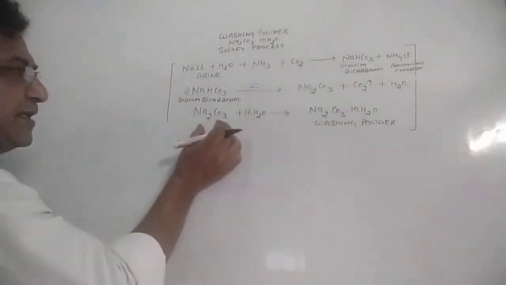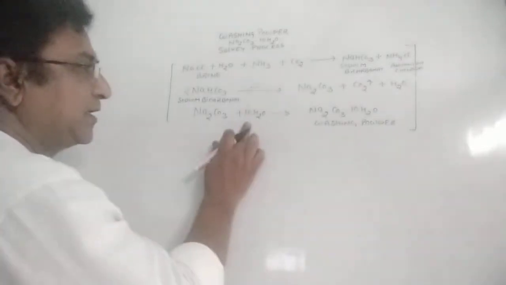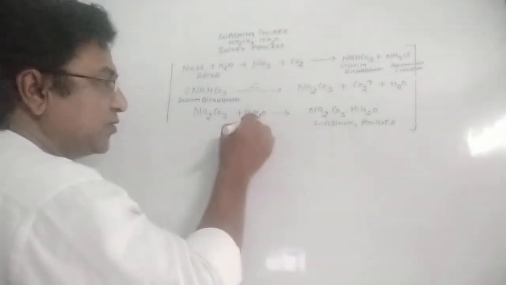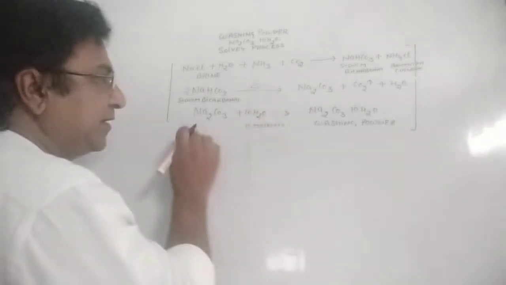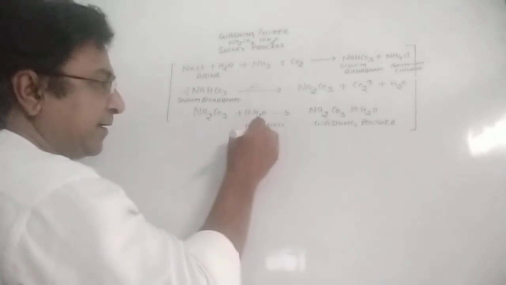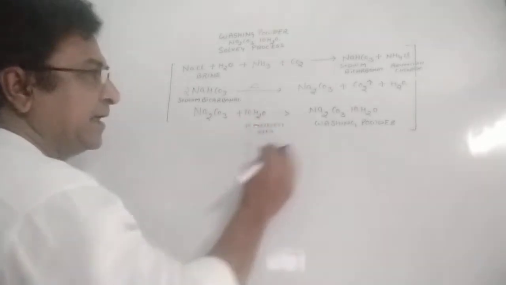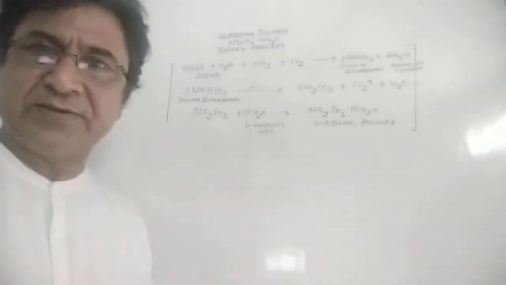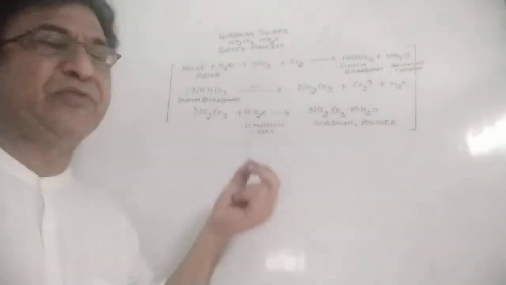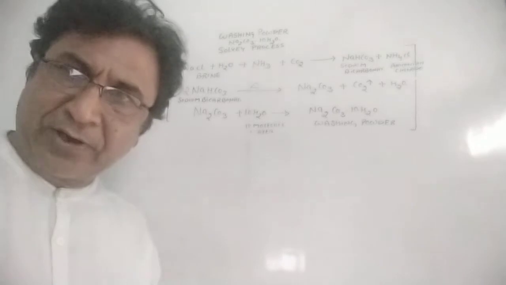Then sodium carbonate is taken and 10 molecules of water are added into it. Where? In the sodium carbonate, right? Then it becomes washing powder. The same thing I'm saying has to be written, nothing else. Okay, if you know the chemical equation, if you have good language, you don't have any problem.